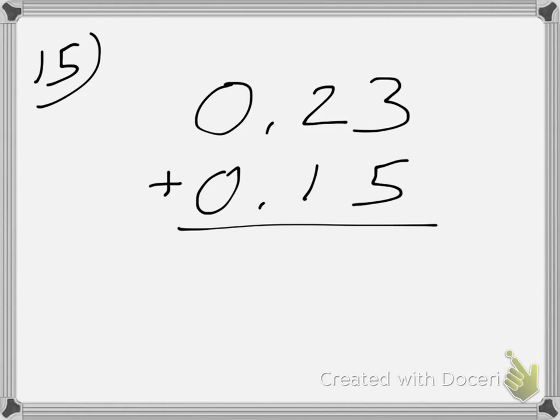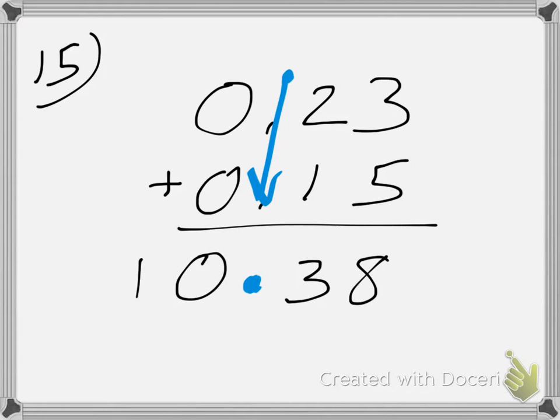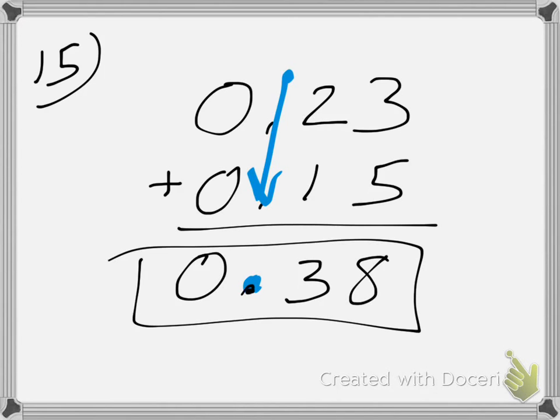So once again, we have our decimal points lined up. We put our decimal point into our answer, and then we're simply adding 23 and 15 to get 38. So we put our decimal point right there, 38 hundredths.